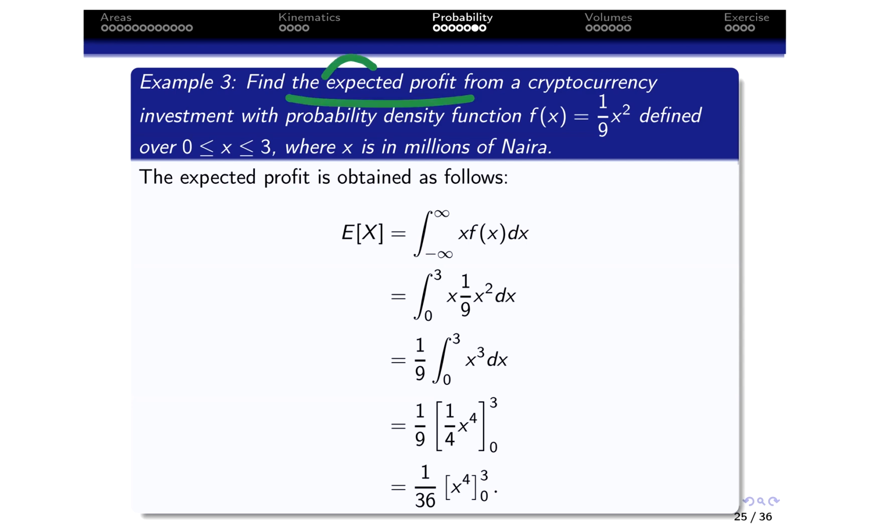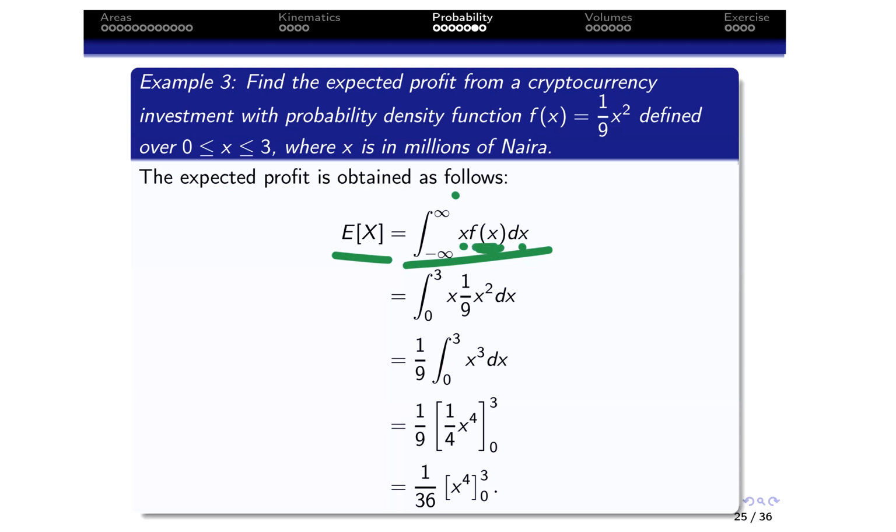So the expected profit from a cryptocurrency investment has probability density function f of x equals 1 over 9x squared, defined over this range, where x is in millions of naira. So what is the expected profit? Generally speaking, the expected value is obtained as follows. You have expectation of x, which is the integral from minus infinity to infinity of x multiplied by f of x dx. Previously we've been using just only f of x. So now you have x times 1 over 9x squared dx.